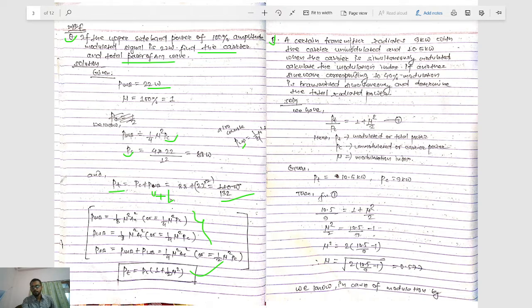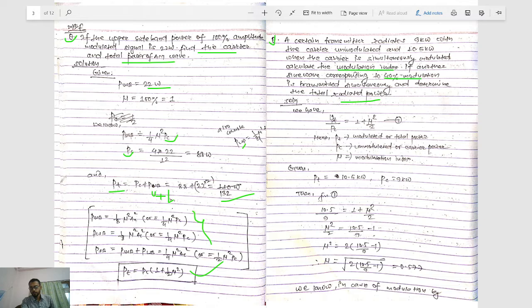And here we have the next one. A certain transmitter radiates 9 kilowatts with the carrier unmodulated and 10.5 kilowatts when the carrier is simultaneously modulated. Calculate the modulation index. If another sine wave corresponding to 40% modulation is transmitted simultaneously, determine the total radiated power.